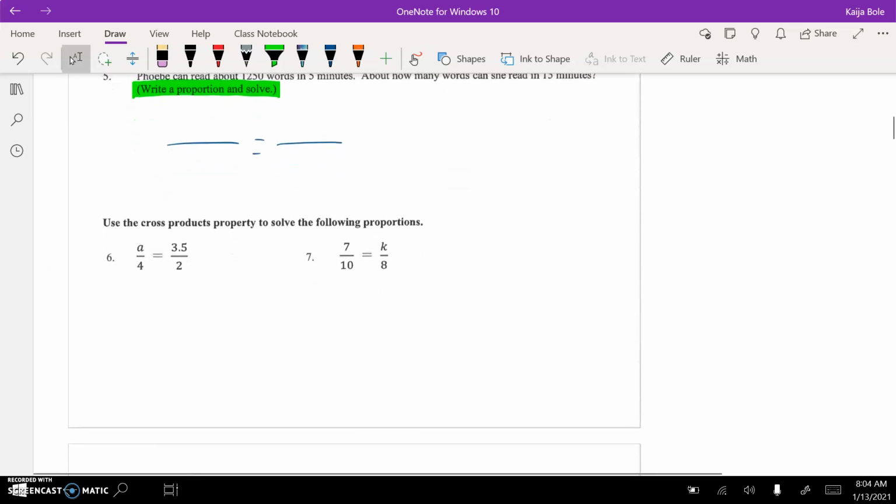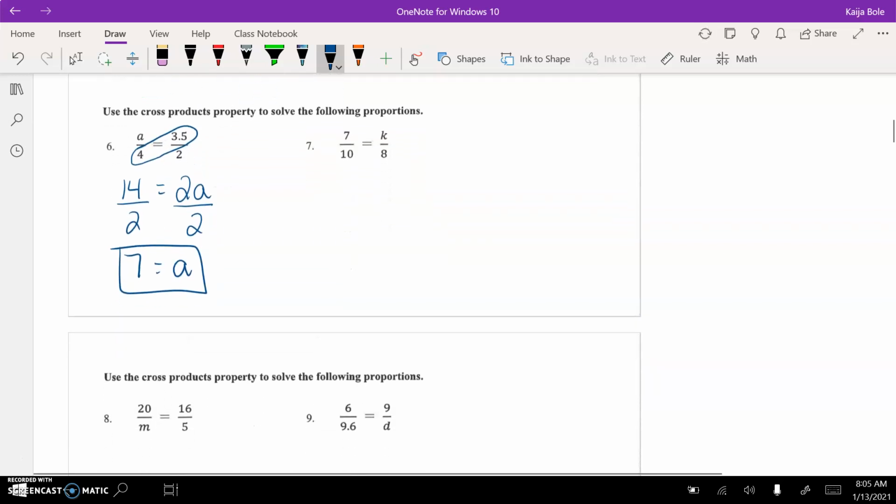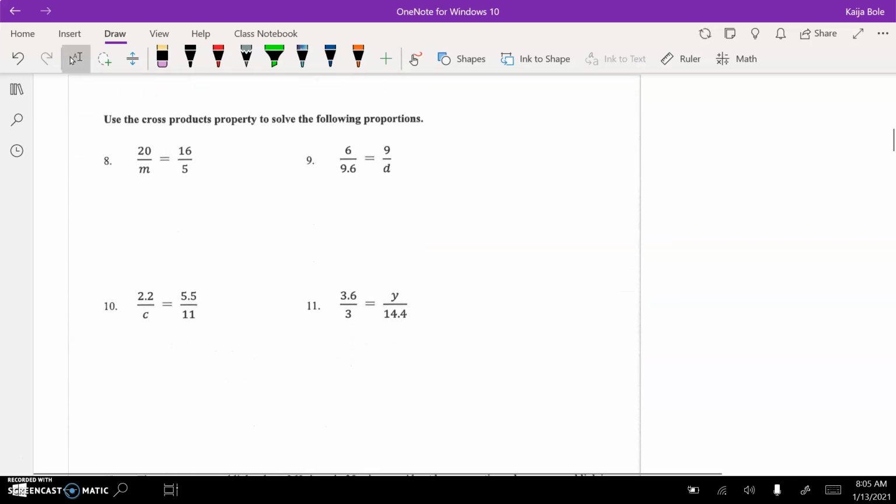And then next section, use cross products property to solve the following proportions. And I think this is the most efficient way. So this is when you would multiply. If you want a circle, you can. 4 times 3.5, which is 14, equals a times 2, which would be 2a. Then this is like a one-step equation, so you divide by 2, so you get 7 equals a. Okay, so that would be for 7 and for the whole next section all the way through 11.